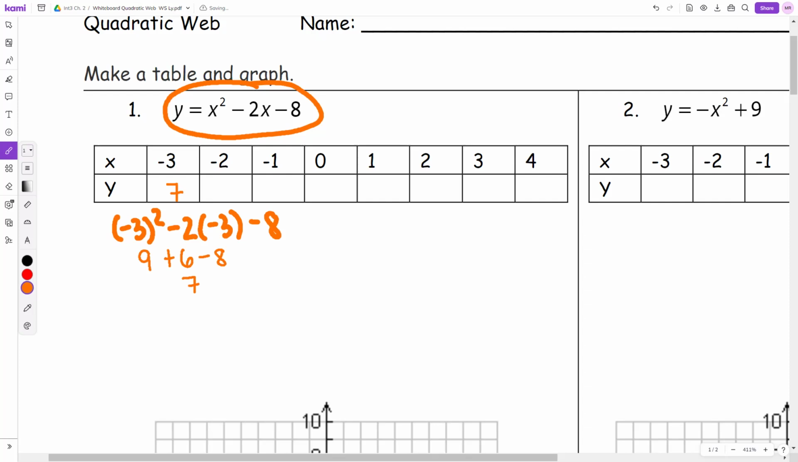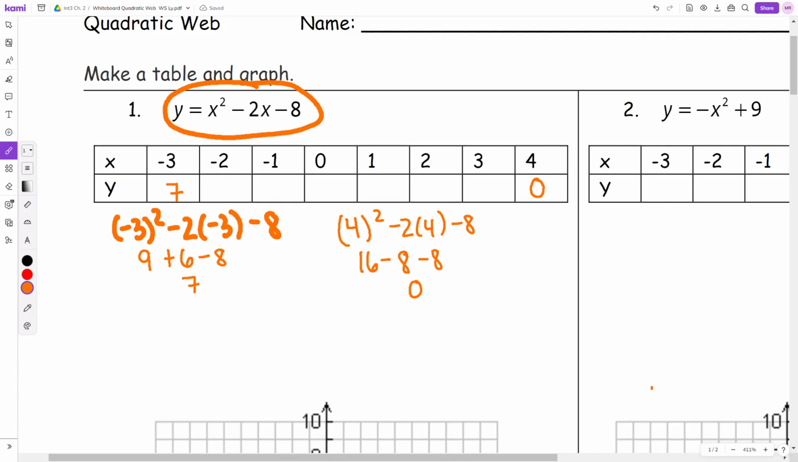I'm going to do that same thing to generate each of these numbers. Okay, so for example, if I put in a 4, you're going to do that for each of these numbers, but I put in a 4, I have 4 squared minus 2 times 4 minus 8. I get 16 minus 8 minus 8. 16 minus 8 is 8. 8 minus 8 is 0. So this would be 4 comma 0.